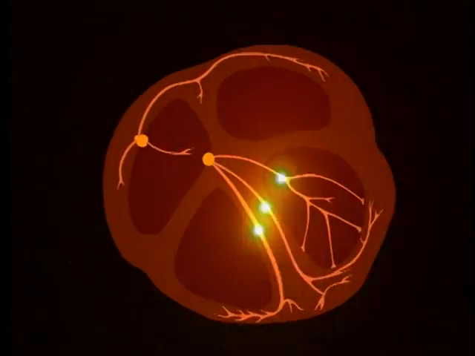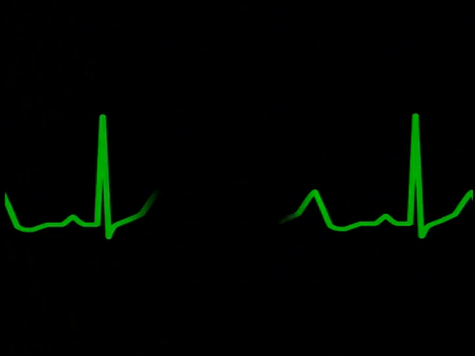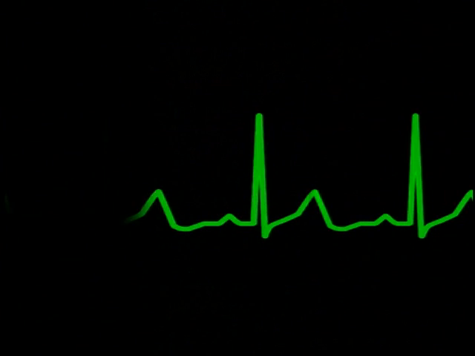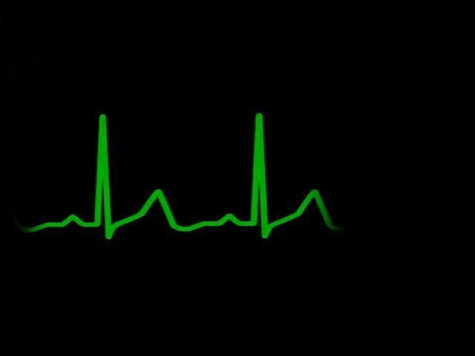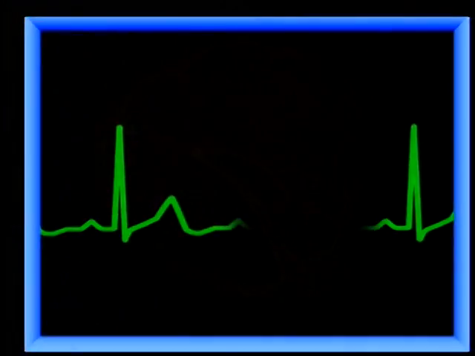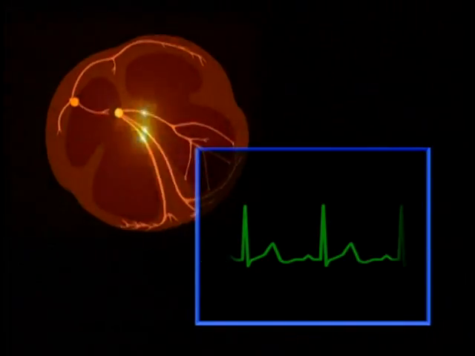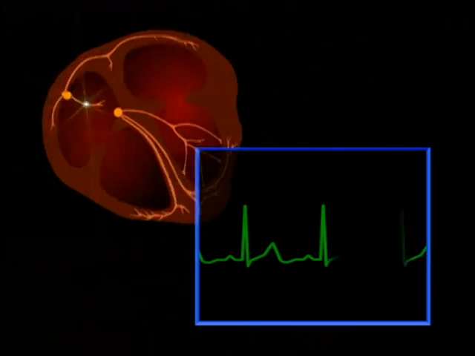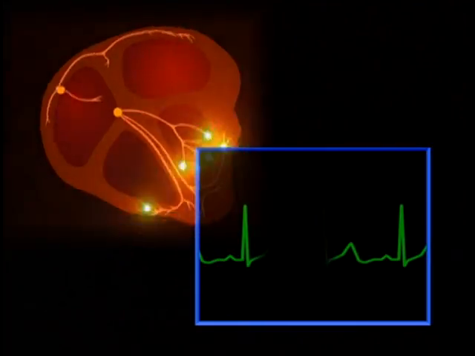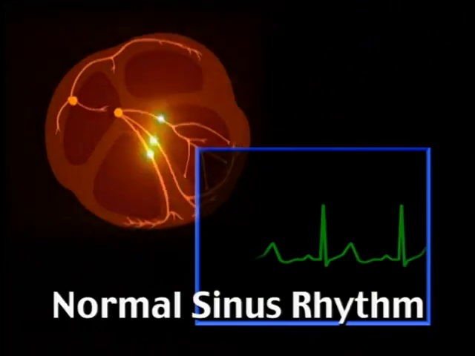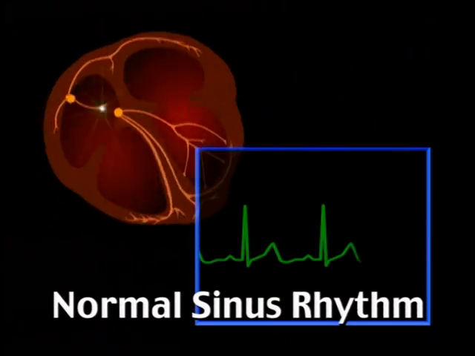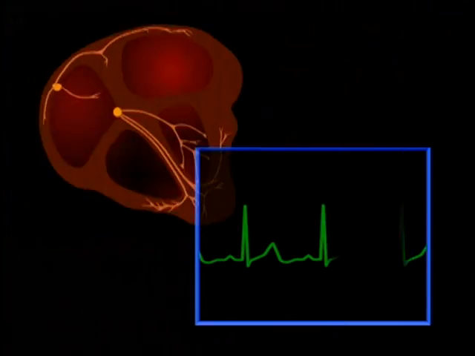The electrical activity of the heart and its rhythm can be measured by a heart monitor that displays an electrocardiogram, or ECG. The peaks and valleys of each wave, their size, shape, and frequency show the heart's rhythm and how the electrical system is functioning. This ECG shows regular electrical activity called normal sinus rhythm.